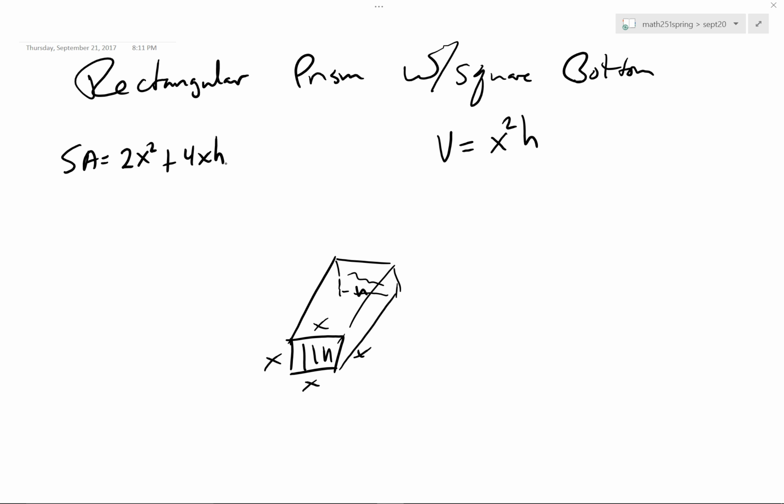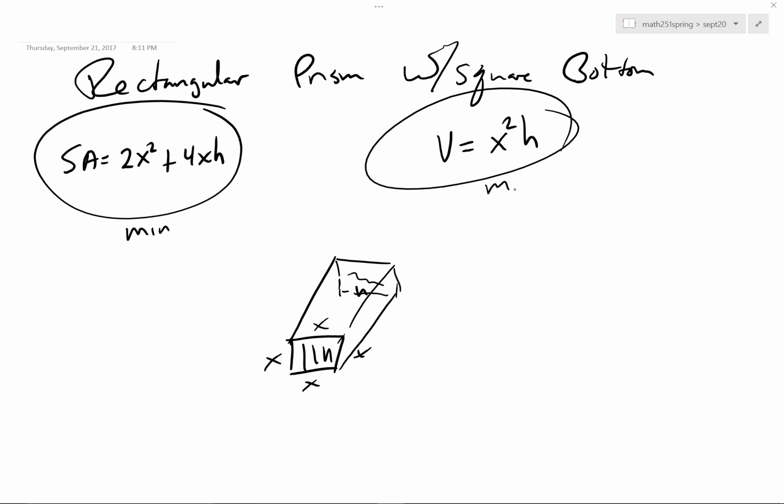And so, if I'm building this thing, let's pretend I'm building out of gold, I probably want to minimize the surface area if I'm just building the walls out of gold. Or maybe I want to minimize the cost. Cost and surface area typically want to be minimized. Volume might want to be maximized. So, you could do this problem a couple of ways.